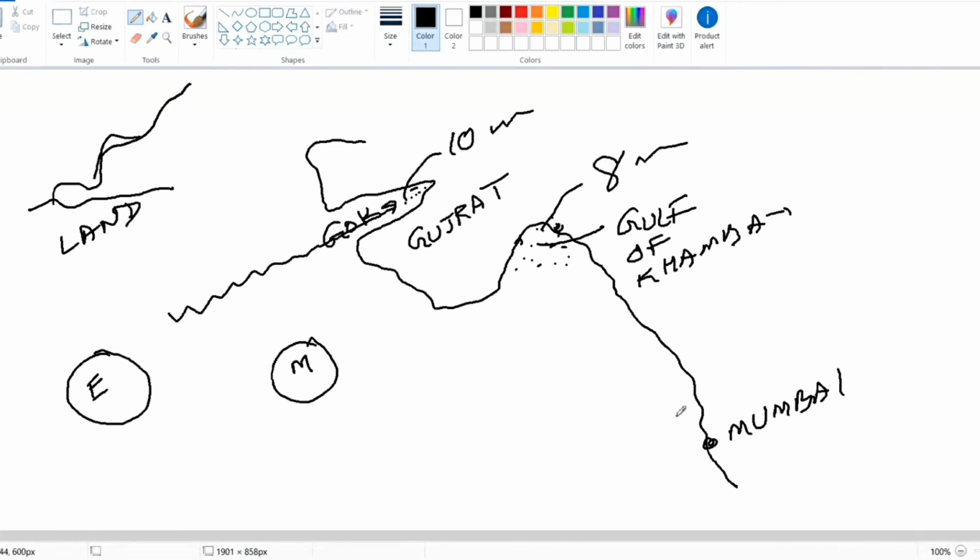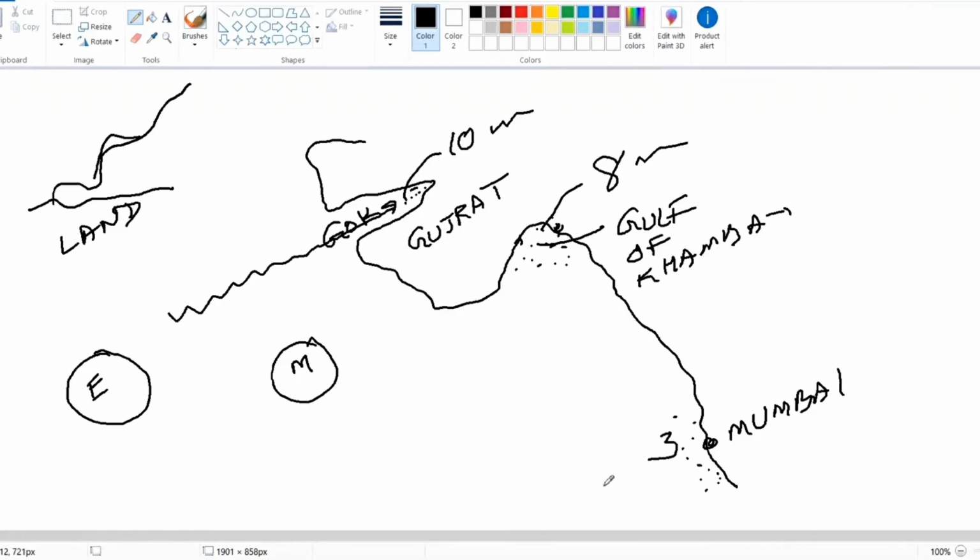Come to Mumbai. Shallow is there, yes. But the shape of the landmass is just straight. There is nothing which will cause rise of water like a funneling effect. So what will happen here? The tide will be only 3 meters, 3.5 meters.